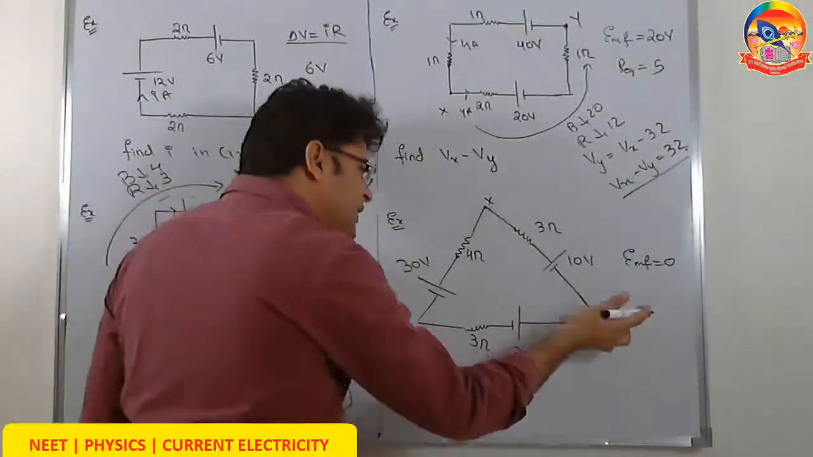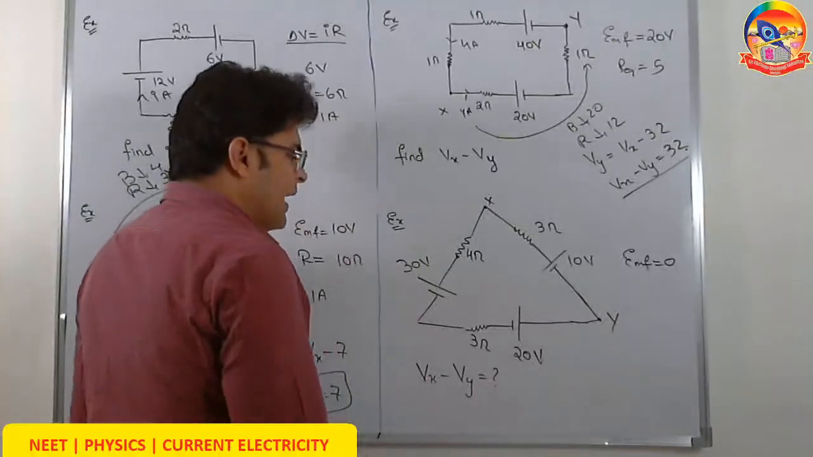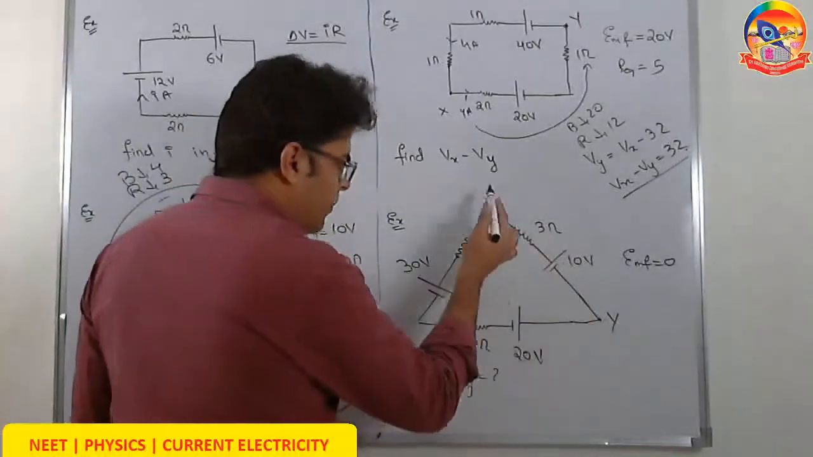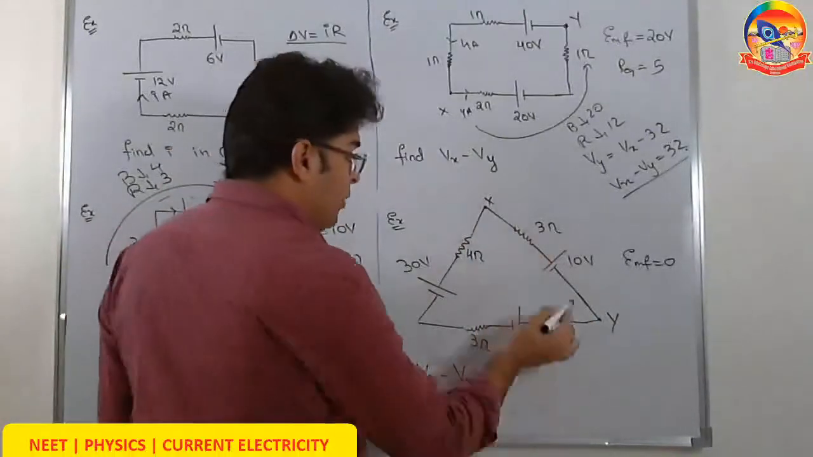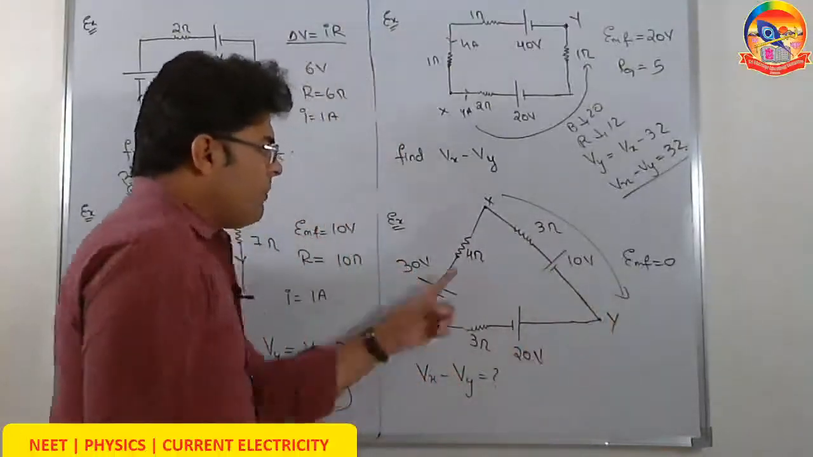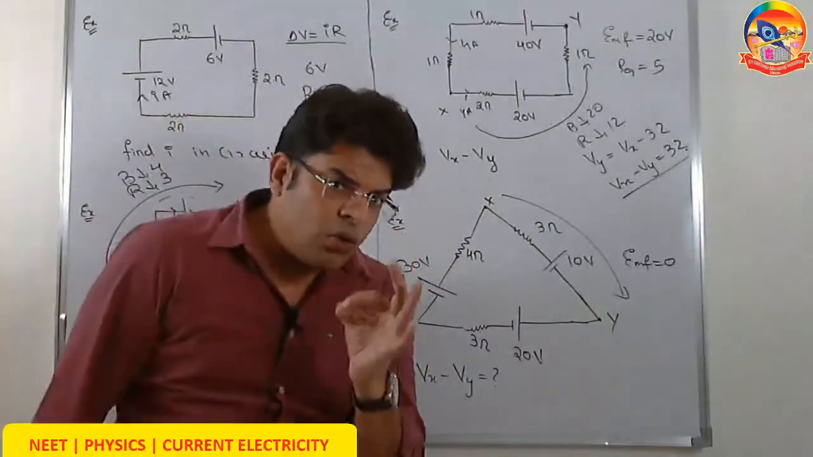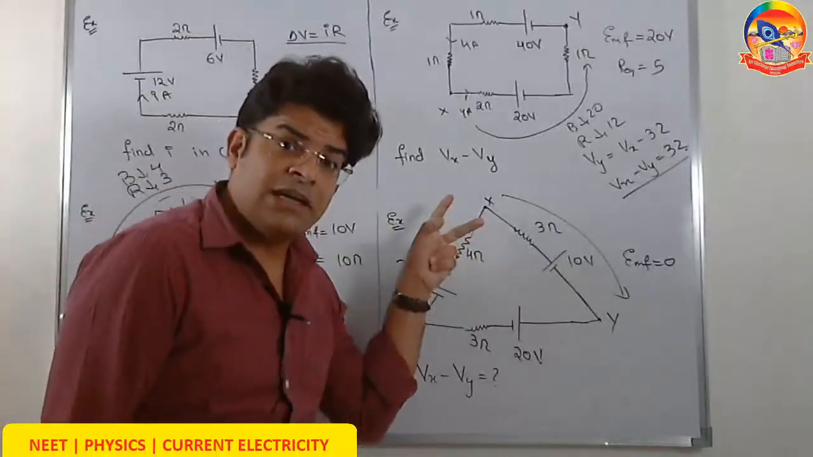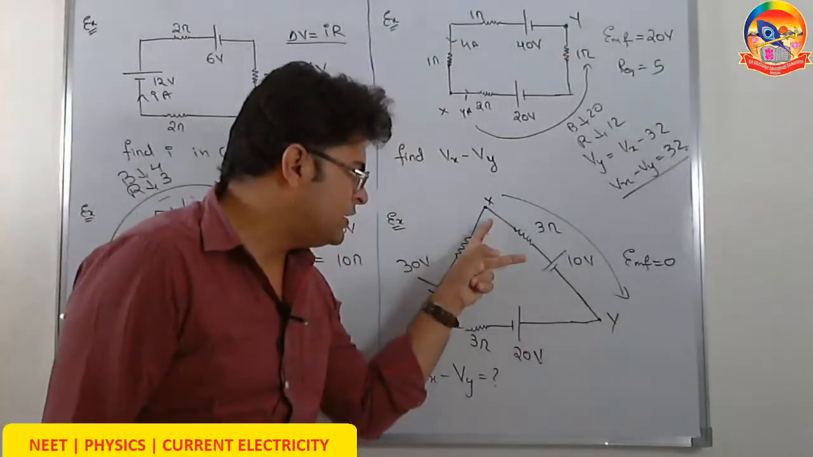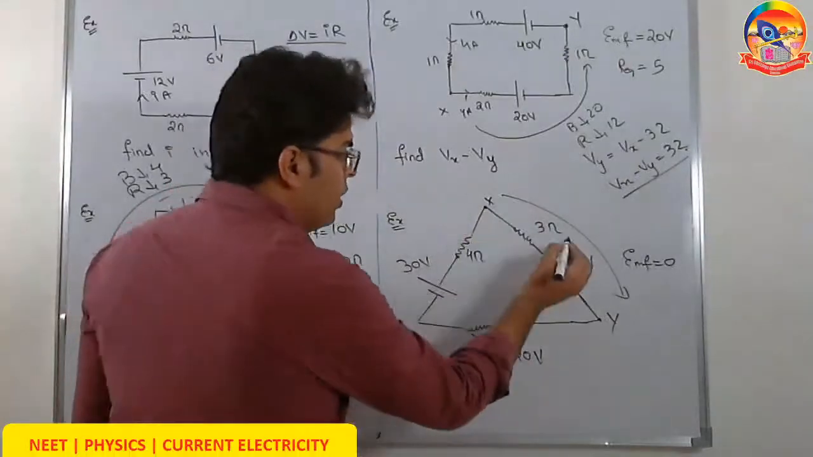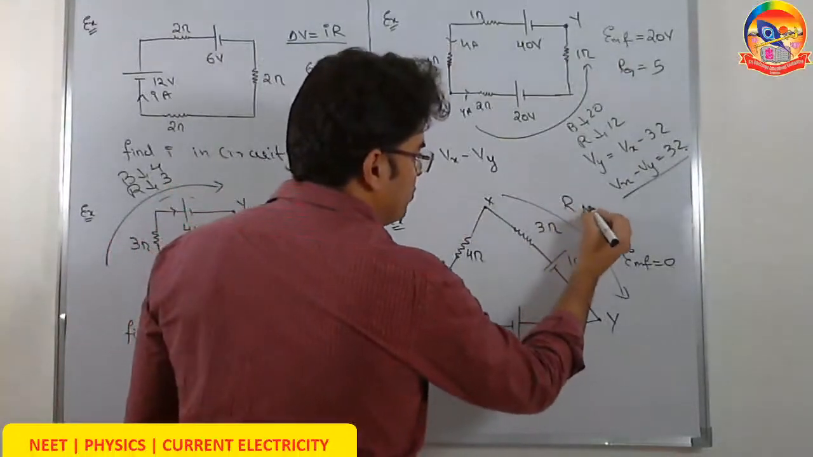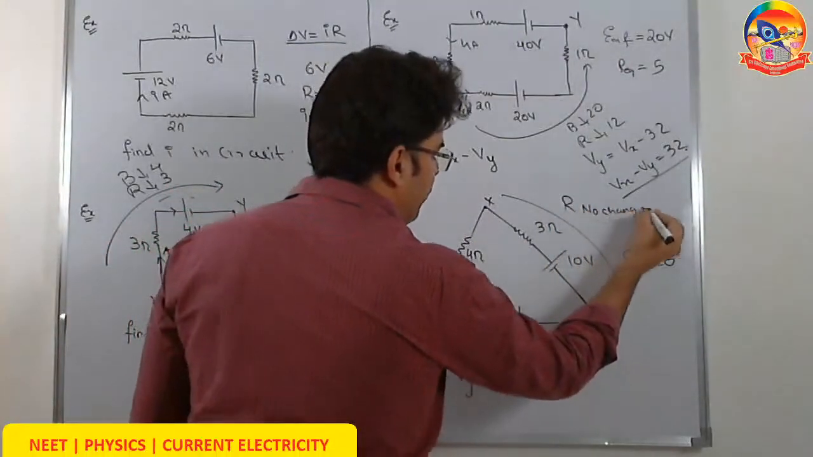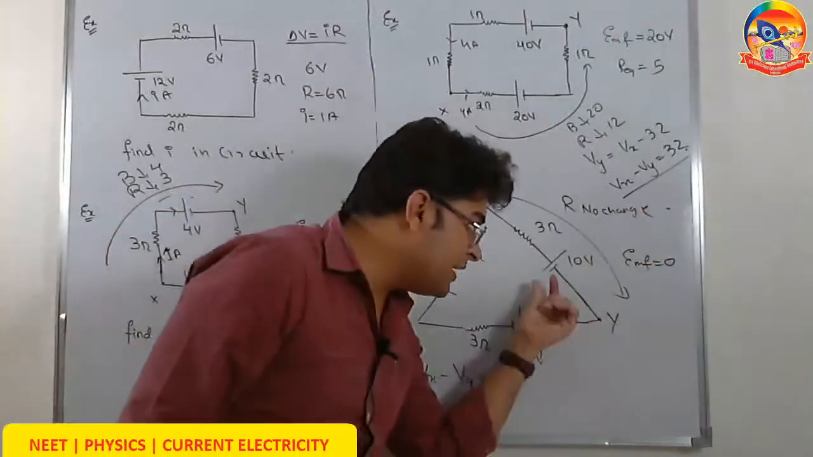Now will Vx minus Vy be 0? I can go from x to y following this shorter path or this longer path. I will definitely go by the shorter path. Going from x to y here, since there is no current in the circuit, there will be no potential drop across the resistor. Since there will be no potential drop across the resistor, going from here to there, because of the resistor, no change in potential. But going from here to there, you can see there is a battery.